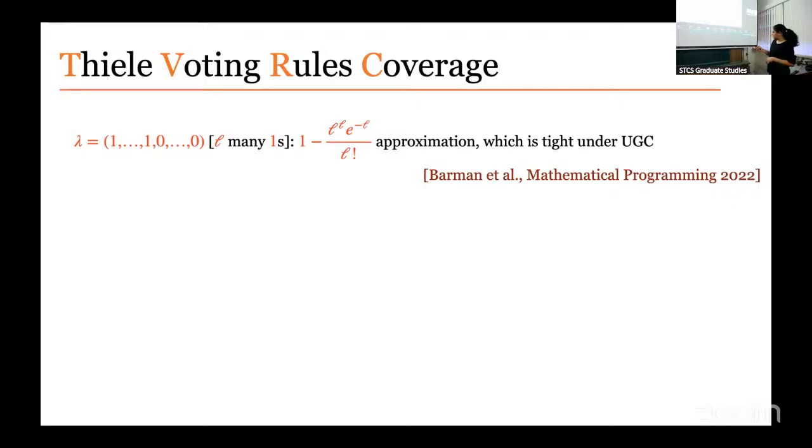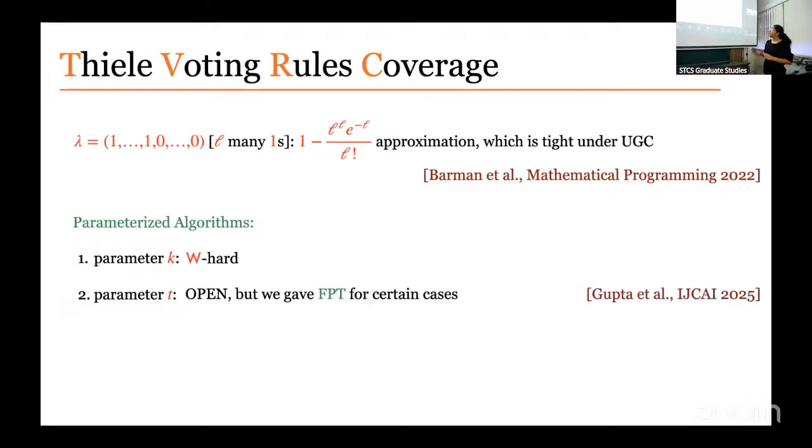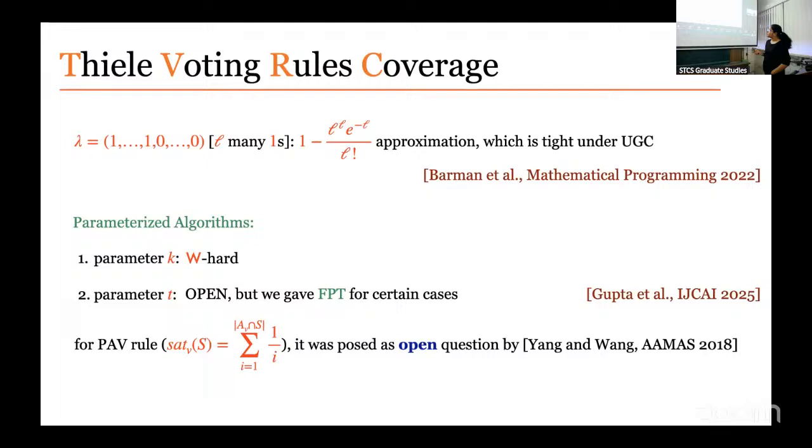Again, from the parameterized algorithms point of view, we ask the same question, parameter k, parameter t. Of course, it is a generalization, so hardness does follow. But in case of parameter t, it is open, though we give FPT for certain cases. This was recently accepted. And for the PAV rule, the proportional approval voting rule, but we can ignore the name and focus on the class of functions, it poses an open question whether it is FPT with respect to t, where t is now the target value for the set of S.